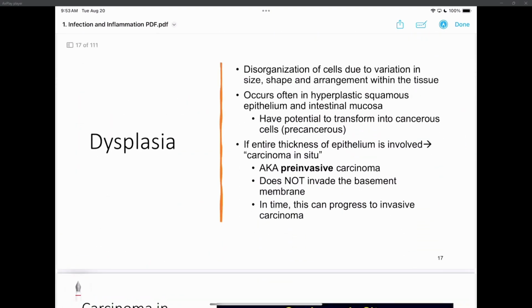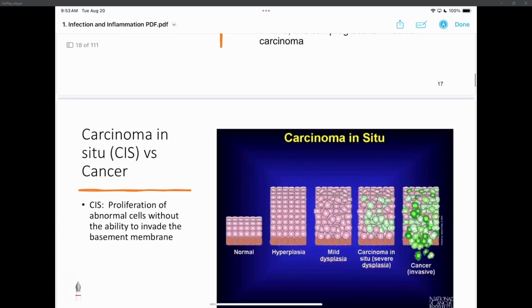Dysplasia, disorganization of the cells due to variation in size, shape, and so forth. Often occurs in hyperplastic squamous epithelium and in intestinal mucosa, therefore, again, cancerous or potential to be precancerous. If the entire thickness of the epithelium is involved, it's called carcinoma in situ, or it's still like, inside. Does not invade the basement membrane. And I have some pictures to show you in a second. But in time, it can progress to a full-on invasive carcinoma.